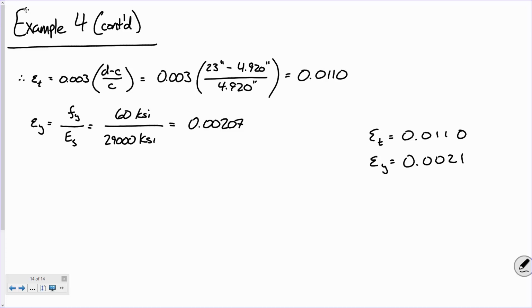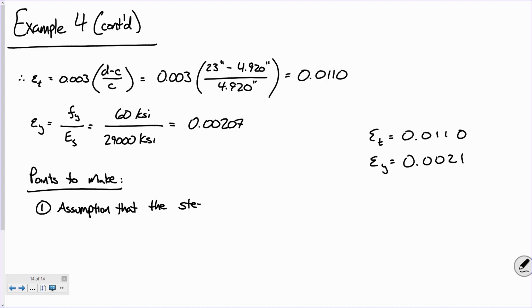So that was a very valid assumption. Okay, so I want to make a few points about this. Points to make, and I got 3 big ones. Number 1, the assumption that the steel yielded was valid.